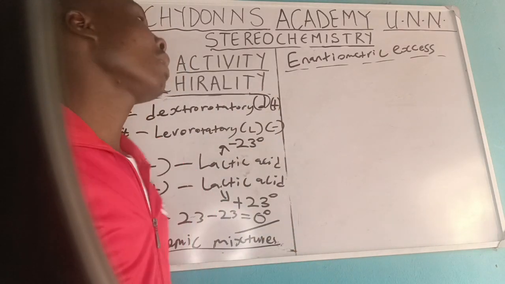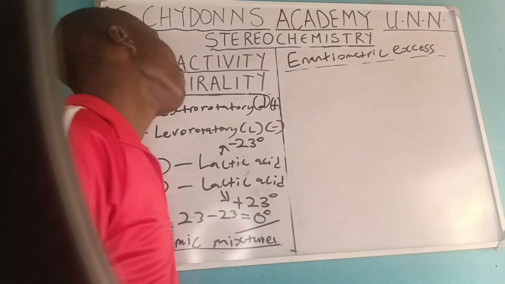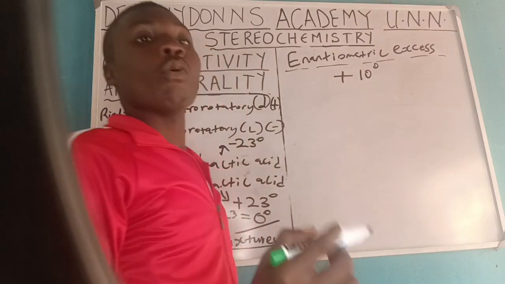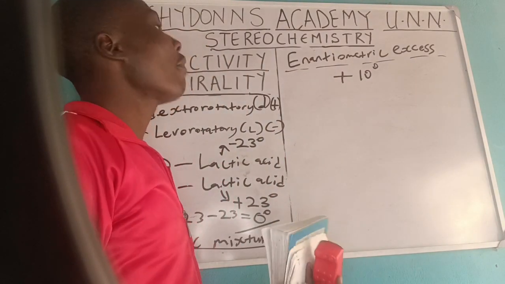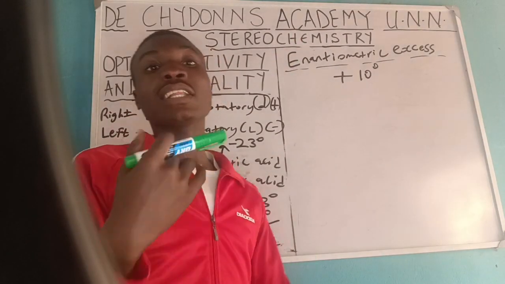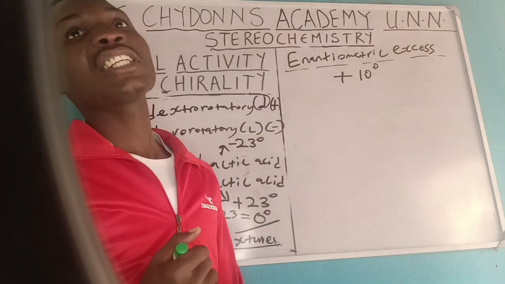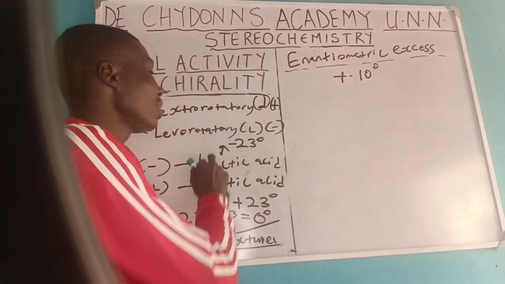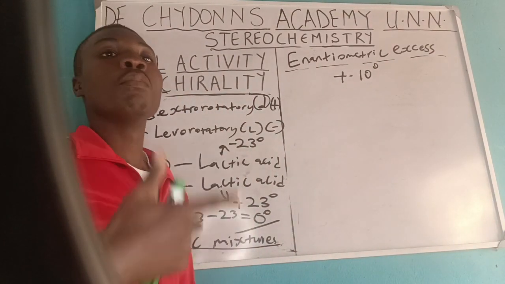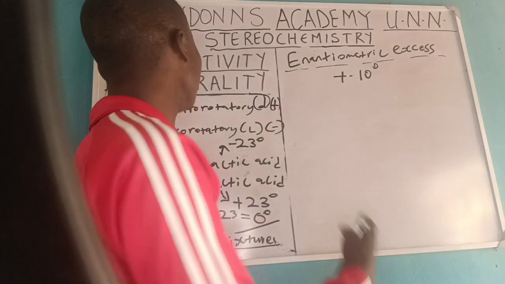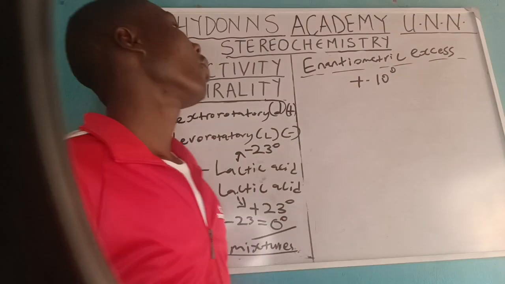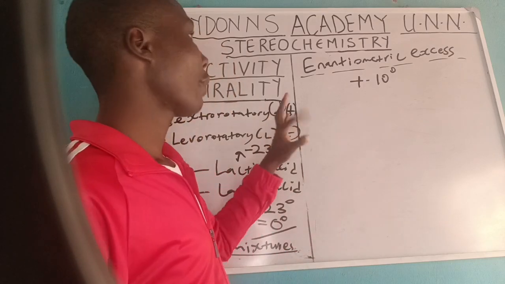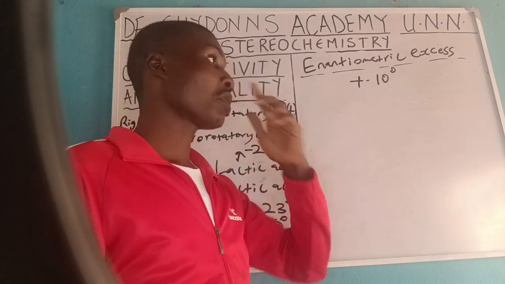For example, let me assume I have a racemic mixture that has an observed rotation of, let's say, plus 10 degrees. What it simply means is that you have both the dextrorotatory and the levorotatory in this particular mixture, but because of the plus sign, it means that the dextrorotatory is more in concentration than the levorotatory. So enantiomeric excess, like I already mentioned, is what's responsible for the optical rotation when you have an excess of one enantiomer.